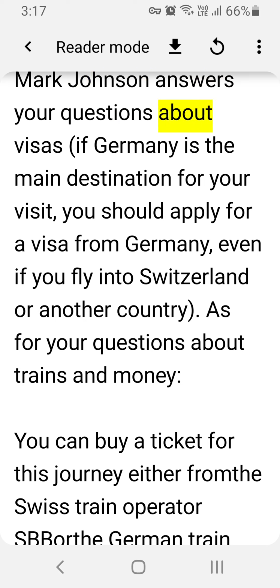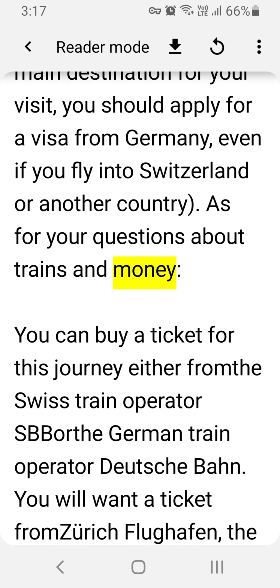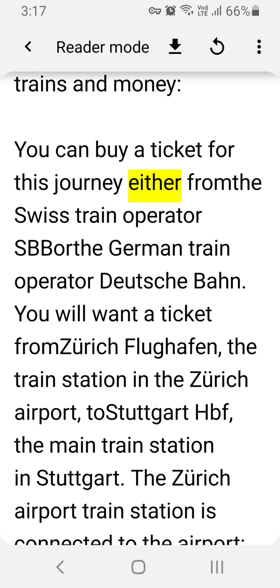Mark Johnson answers your questions about visas. If Germany is the main destination for your visit, you should apply for a visa from Germany, even if you fly into Switzerland or another country. As for your questions about trains and money, you can buy a ticket for this journey either from the Swiss train operator, SBB, or the German train operator, Deutsche Bahn.